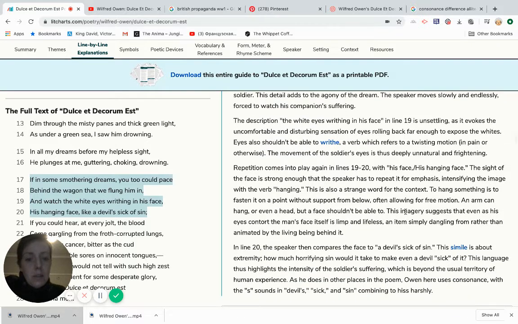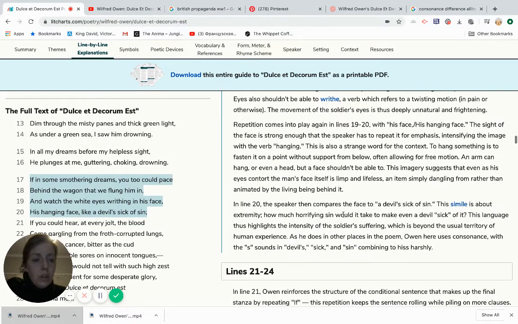Repetition comes into play again in lines 19 to 20 with his face, his hanging face. The sight of the face is strong enough that the speaker has to repeat it for emphasis, intensifying the image with the verb hanging. This is also a strange word for the context.